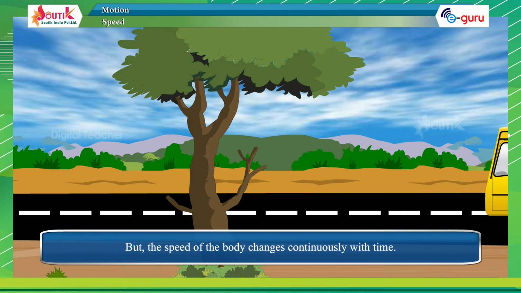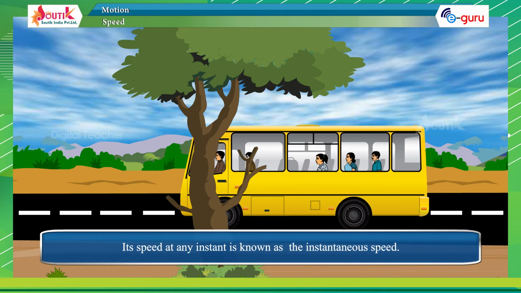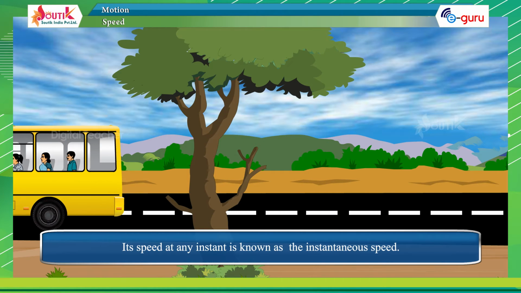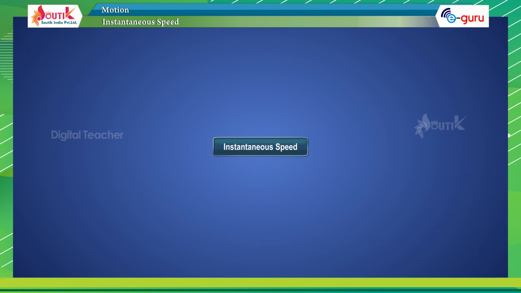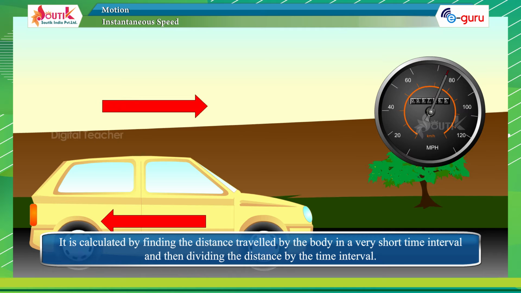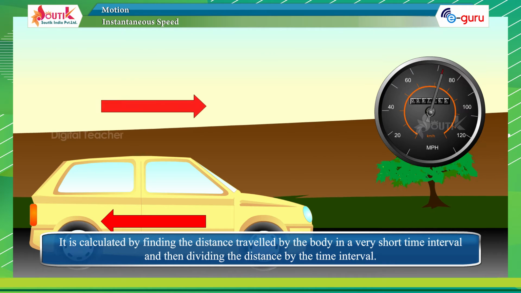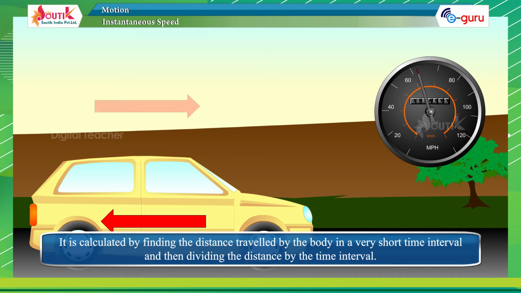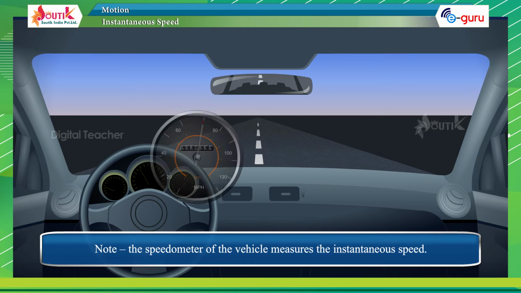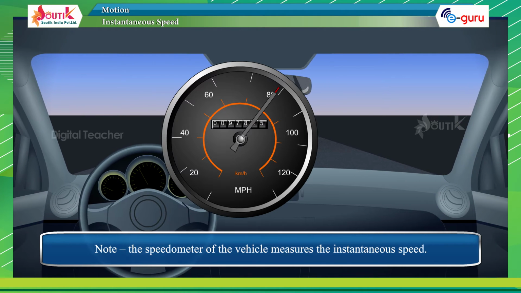But the speed of the body changes continuously with time. Its speed at any instant is known as the instantaneous speed. Instantaneous speed is calculated by finding the distance travelled by the body in a very short time interval and then dividing the distance by the time interval. Note: the speedometer of the vehicle measures the instantaneous speed.